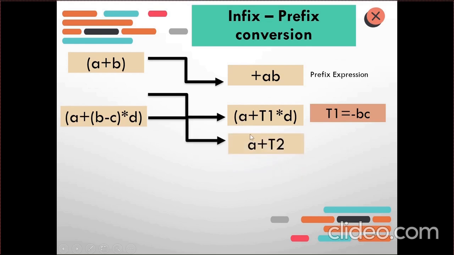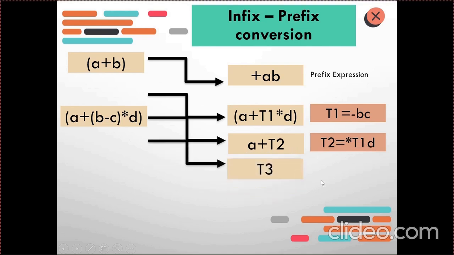So this would lead us to another step. We'll write a is this a. So t2 has come in place of t1 into d. What would be t1 into d? t1 into d would be into, or asterisk, t1 d. So basically t2 is equal to asterisk or into t1 d. Now finally we'll get a plus t2, we'll write t3, but we know t3 has come in place of plus a t2, right? Because we'll have to bring this operator on the left hand side. So plus and then the two operands, which in this case were a and t2. So plus a t2, right?